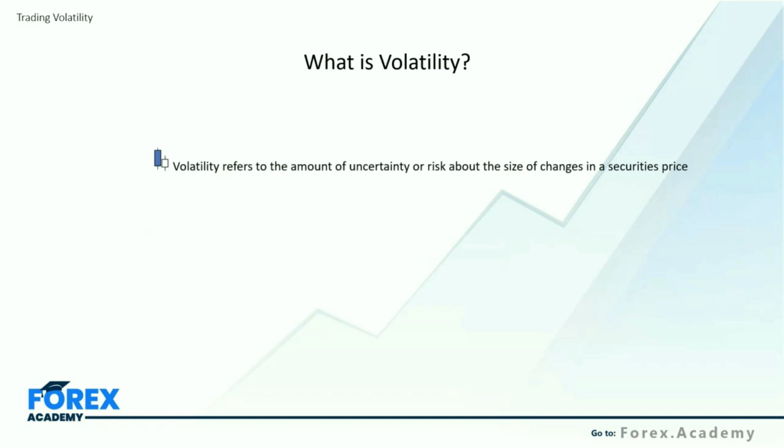So first and foremost, let's ask ourselves the question, what is volatility? Well, volatility firstly refers to the amount of uncertainty or risk about the size of changes in a security's price. So something that perhaps trades 20 pips per day over a long period of time, we would call a very low volatility market, where you might say something that trades 100 or 200 pips a day is very, very risky and is hence very volatile.